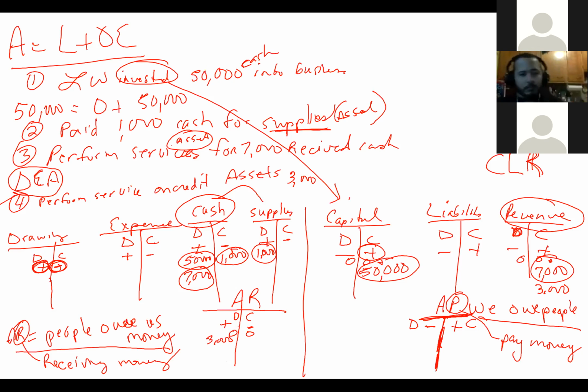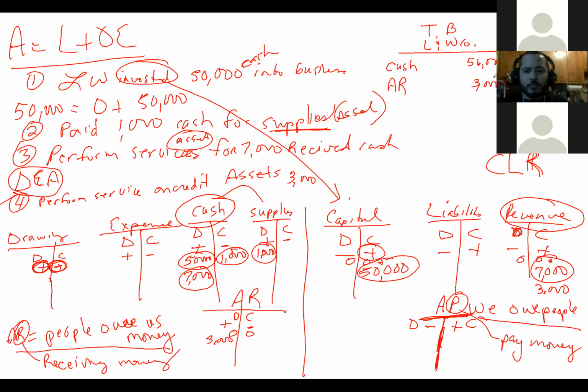Actually, I can create it right here. Let's pretend this is my trial balance. It's going to be a rather small trial balance, for L&W Company. So my cash account is going to have a balance of 50 plus 7 minus 1, 56,000. And then my AR account is going to have a balance of 3,000.